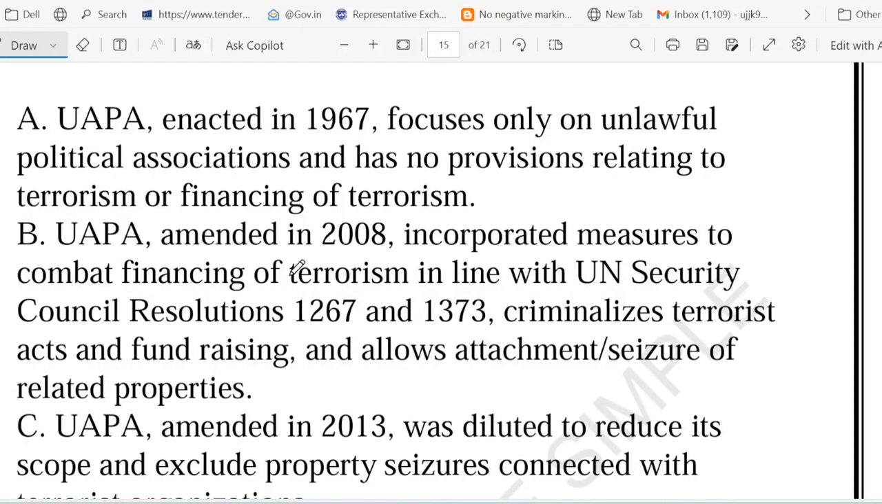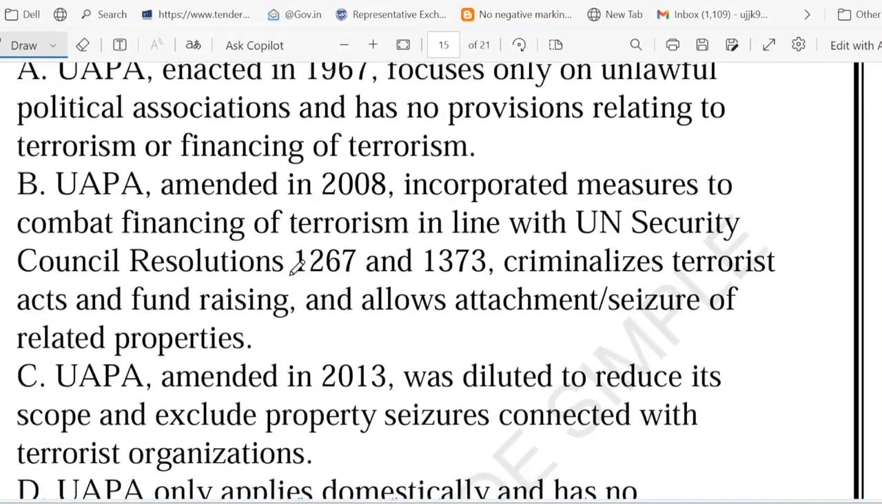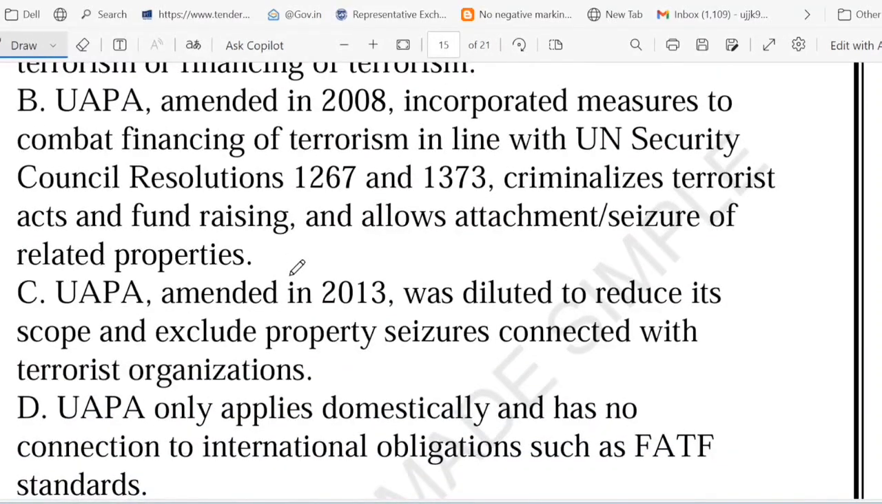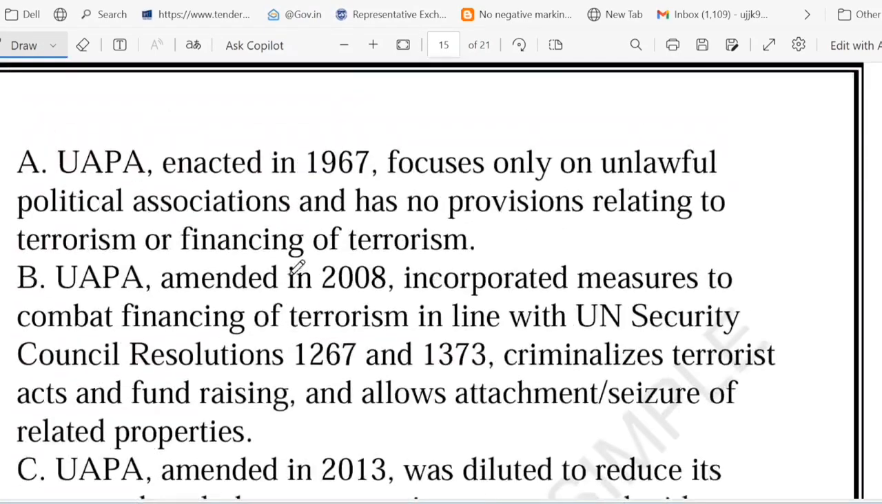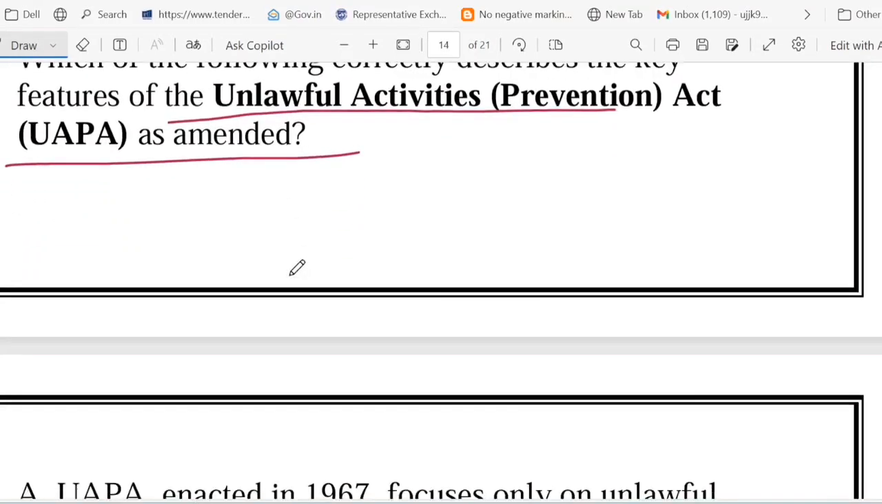Option A says UAPA, enacted in 1967, focuses only on unlawful political association and has no provision relating to terrorism or financing of terrorism. Option B says UAPA, amended in 2008, incorporated measures to combat financing of terrorism in line with the UN Security Council resolution. Option C says UAPA, amended in 2013, was diluted to reduce its scope and exclude property seizure connected with terrorist organizations. Option D says UAPA only applied domestically and has no connection to international obligations such as FATF standards. Which option do you think is correct?